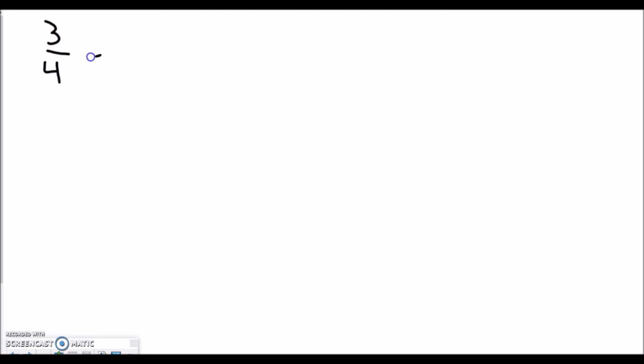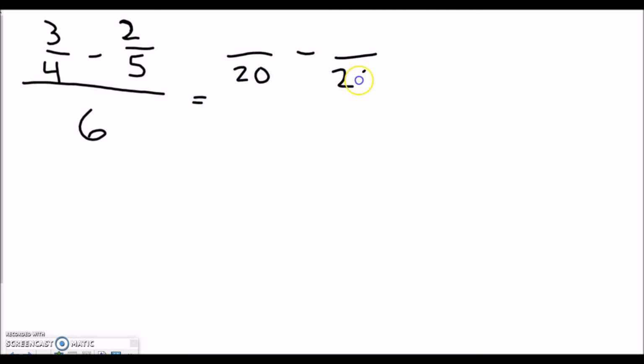3/4 minus 2/5 all over 6. Go ahead and try to work this one out on your own, then watch the rest of the video, see if you have the right answer. You should have done a common denominator of 20 in the top.